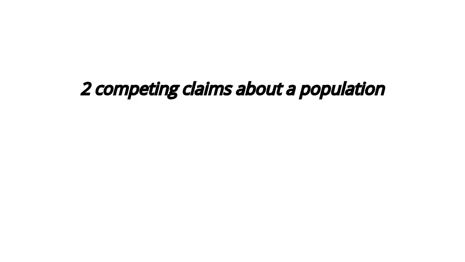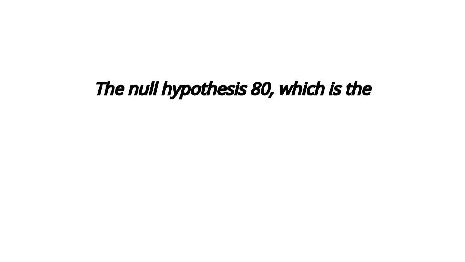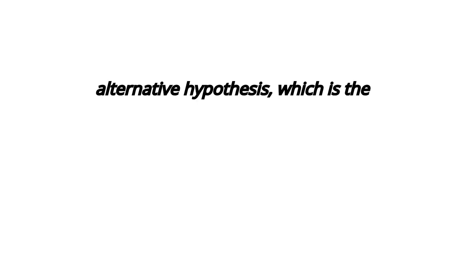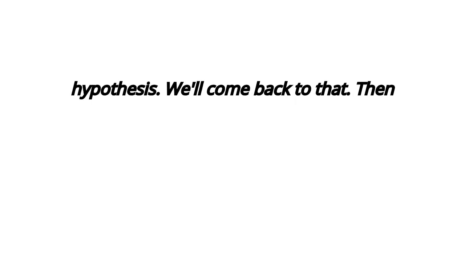Hypothesis testing is a structured, formal way to decide between two competing claims about a population parameter using sample data. Okay, the steps. First, state the hypotheses. The null hypothesis, H0, which is the claim we want to test, often representing no effect or no difference, and the alternative hypothesis, which is the claim we'll accept if we reject the null. Then choose a significance level, alpha. Alpha, the error tolerance. Yes, it's the probability of rejecting a true null hypothesis. We'll come back to that.